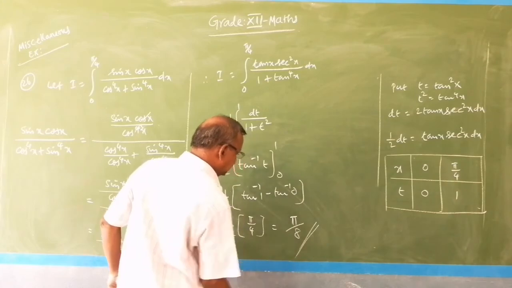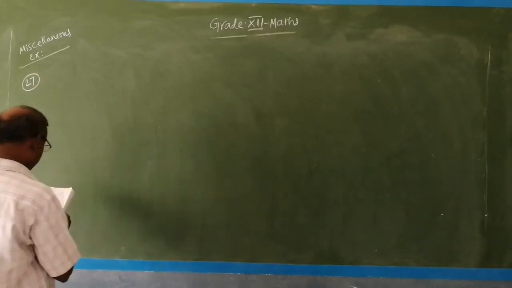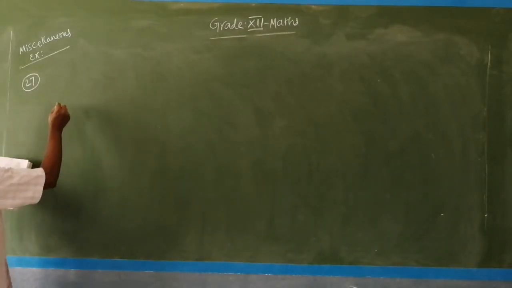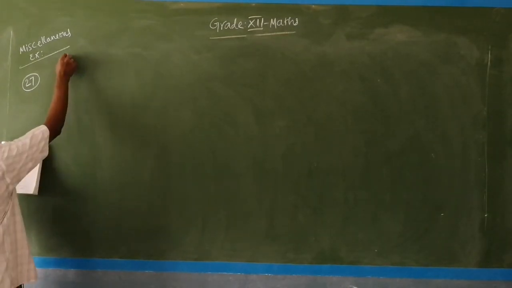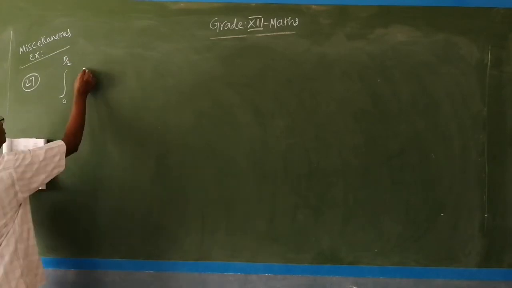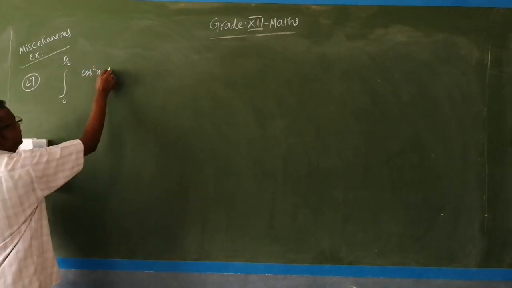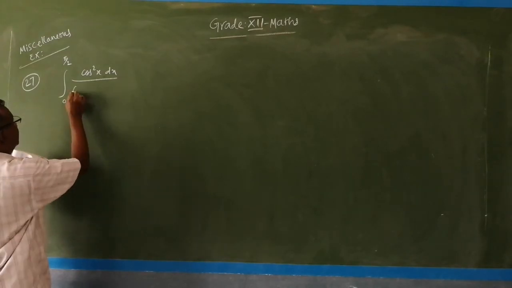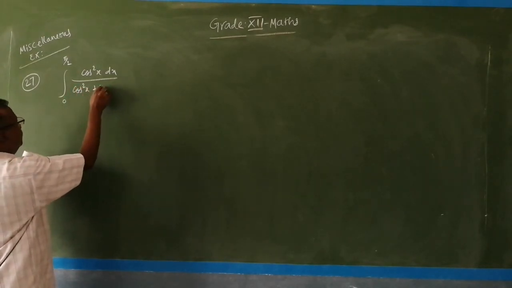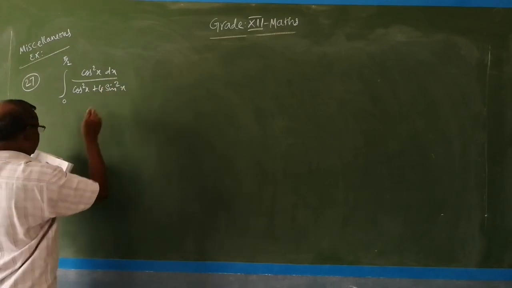So this is the next question, number 27. We are given the integral from 0 to pi by 2 of cos square x into dx divided by cos square x plus 4 sin square x.